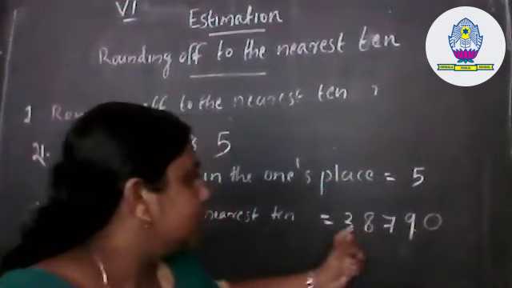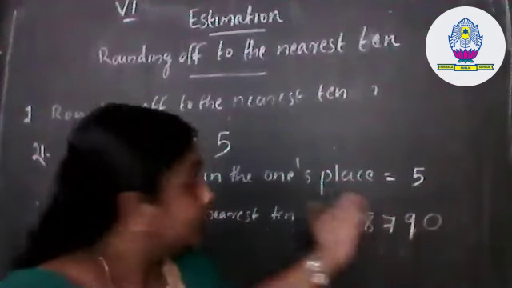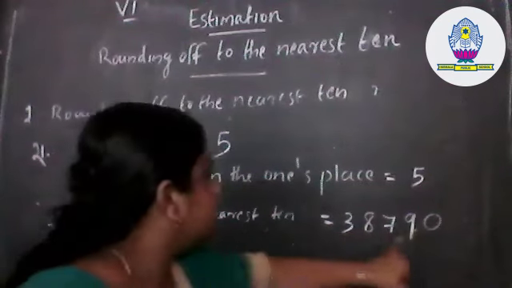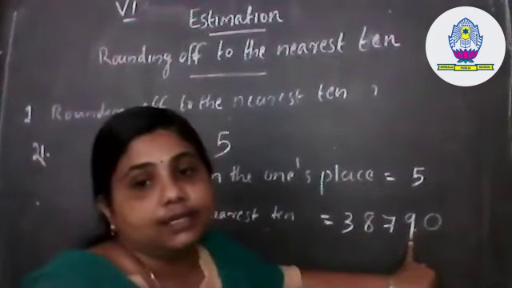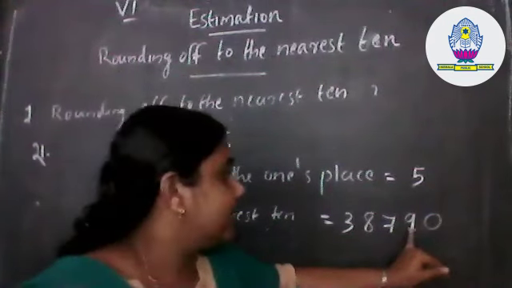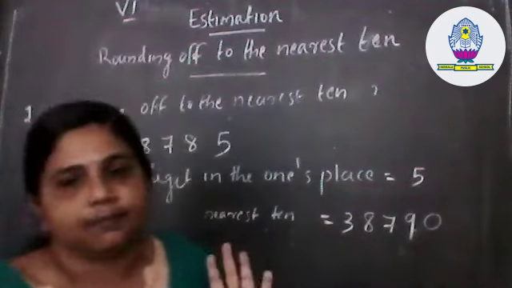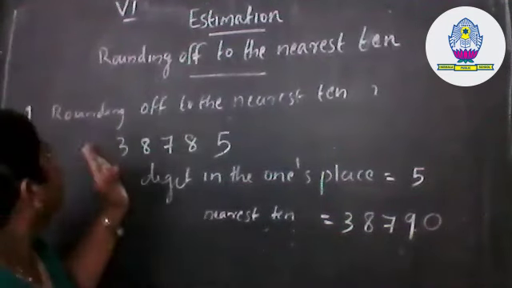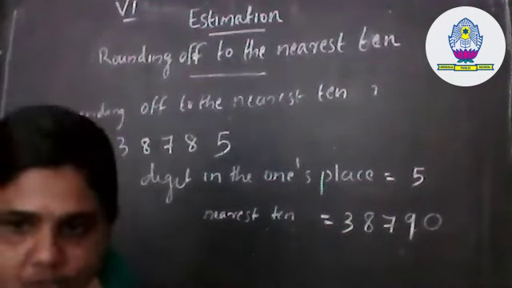Then the next digit, the digit in the tens place, is increased by 1. Add 1 to the digit in the tens place. This is the rounding off to the nearest 10.